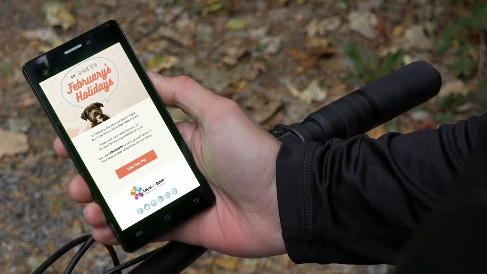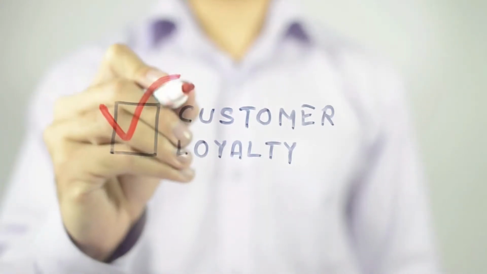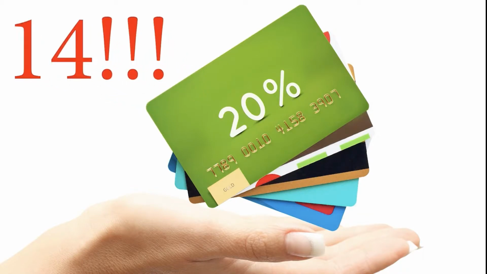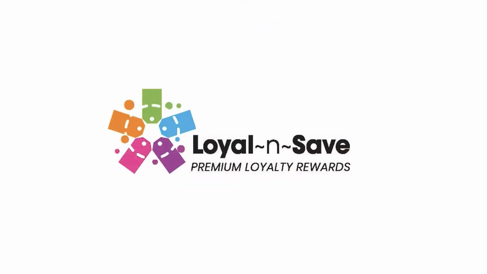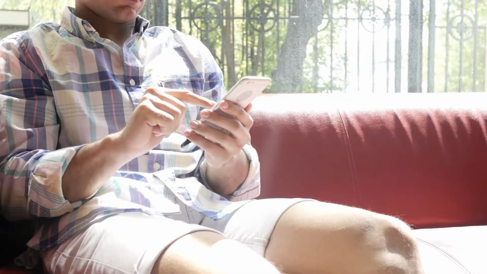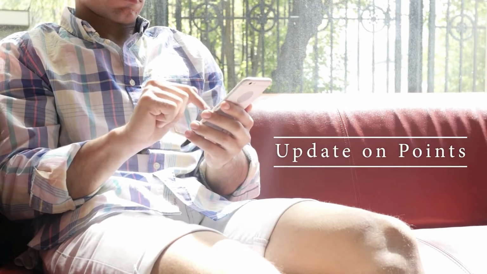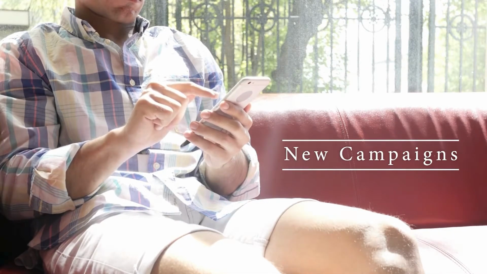This is especially important for businesses who utilize a loyalty program. It's no secret that loyalty programs have been around for a while. On average, the number of loyalty programs that a consumer belongs to is about 14, making it super easy for consumers to forget about their memberships. Lucky for you, Loyal and Save has its own email marketing platform, making it easy to keep in touch with your customers. You can start with the basics, such as updating customers on their point balances, new reward notifications, and new campaigns they might be interested in joining.